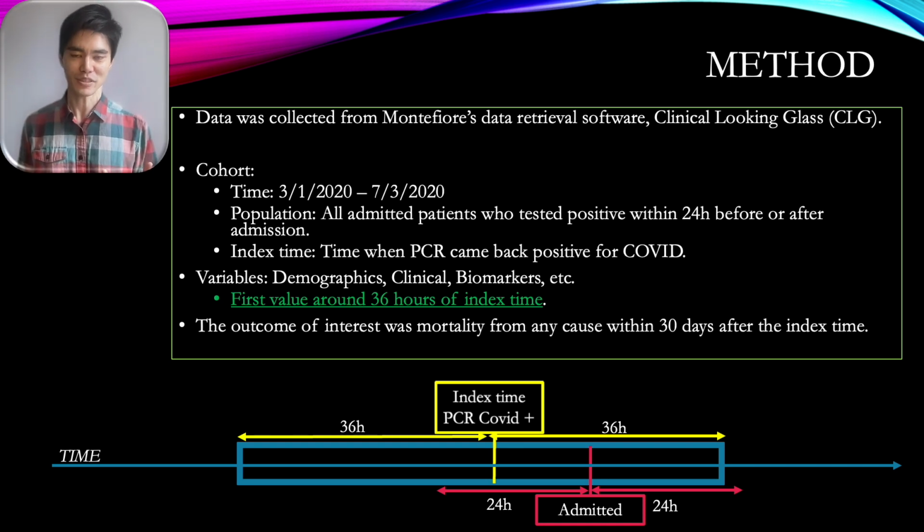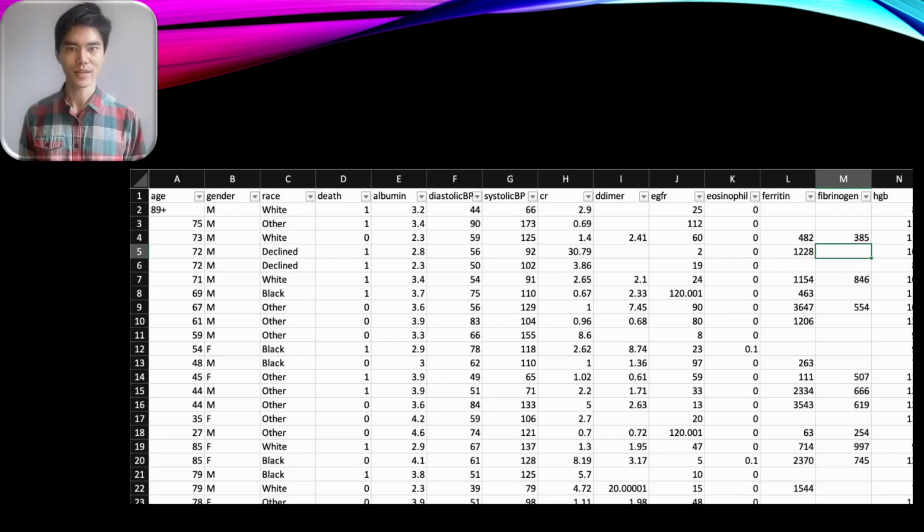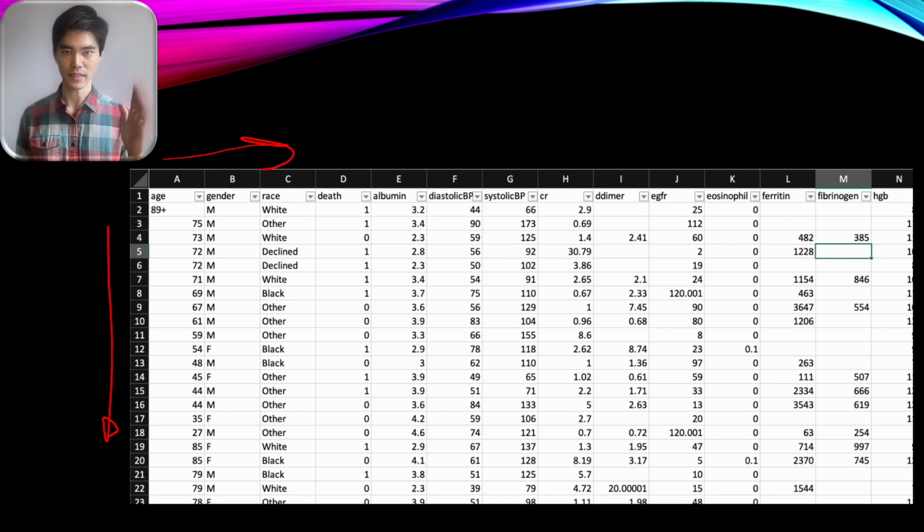And then the outcome of interest was mortality from any cause within 30 days after the index time. So I think looking at the chart makes it a little bit easier to understand. Each row is a patient, and each column is a variable. We had about 4,300 patients, so there are about 4,300 rows, and we used about 48 variables, so there are 48 columns. And one of the columns is whether the patient survived or not.